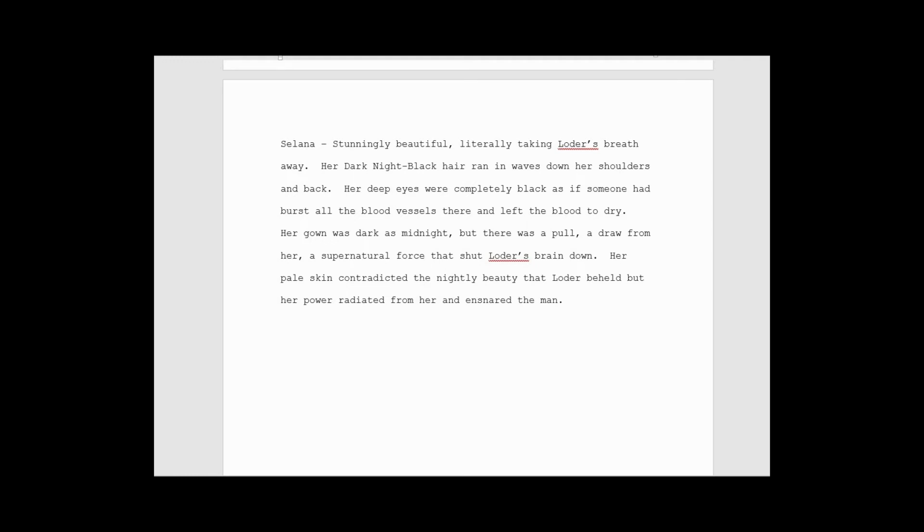So when we describe the first setting and scene, we're going to describe when Loader wakes up, and we'll do it here.